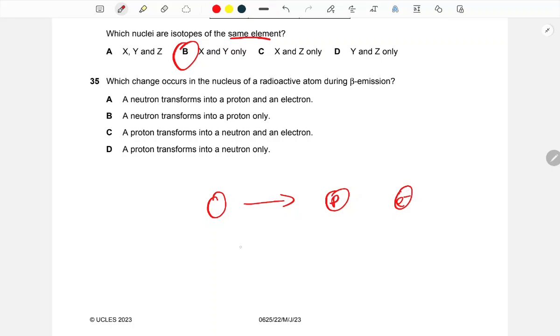So if we have an atom X and after a beta emission, that means the atomic number would increase, but the mass number is going to stay the same because the mass number is the sum of the protons plus the neutrons. So if one proton is increased and one neutron is decreased, there's not going to be any change. So what happens is a neutron transforms into a proton and an electron.